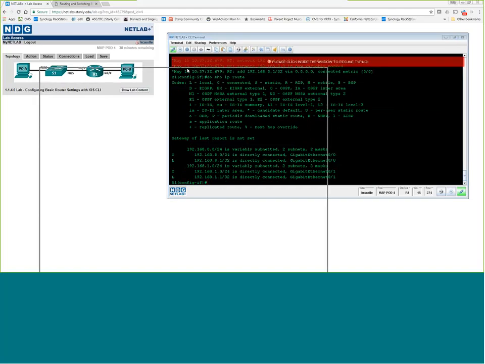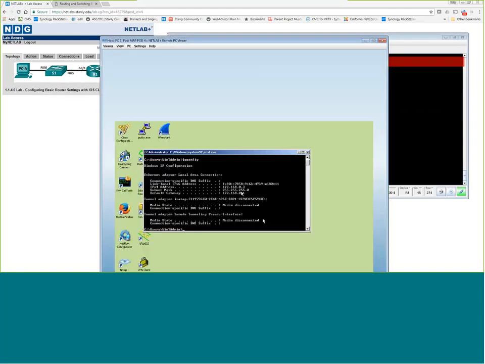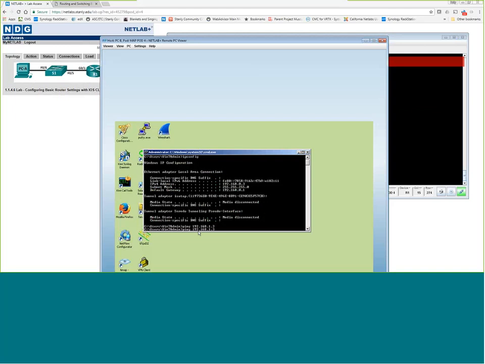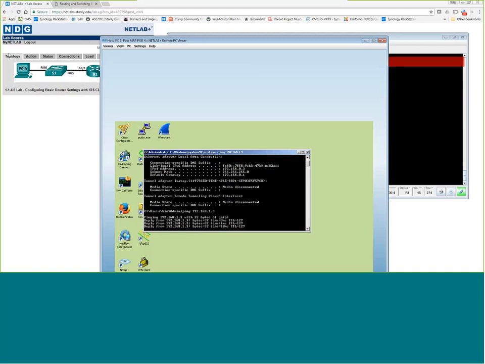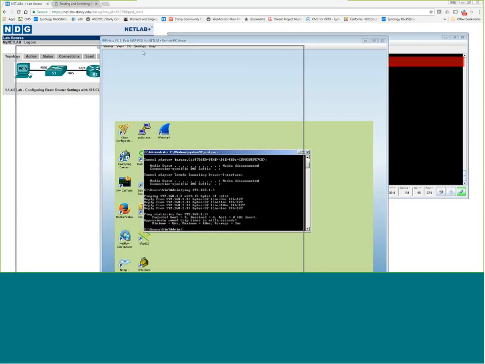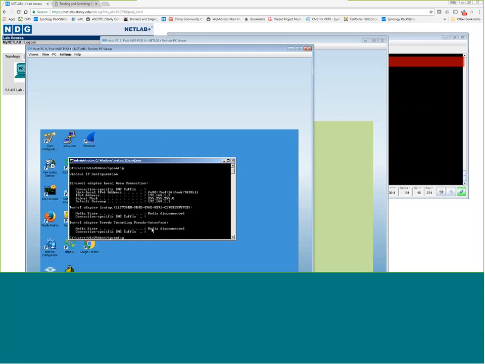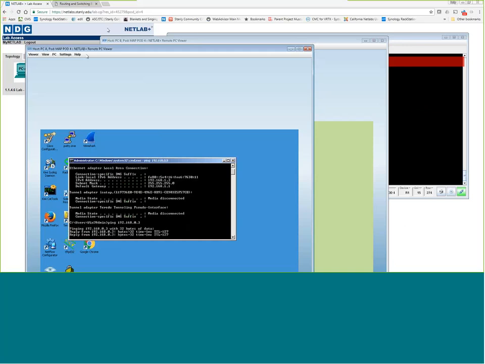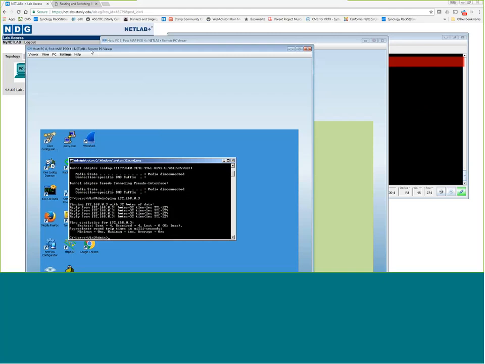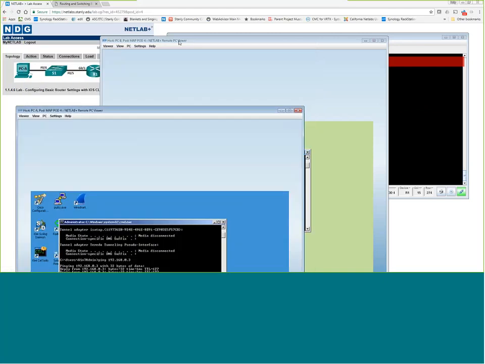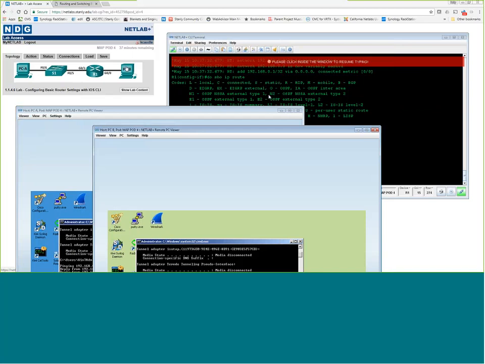I can now go over here and pull over PCB. You'll see it's got an IP address of .3, and I can ping all the way over to PCA, which is 192.168.1.3, and it works. And vice versa, I can go over here and ping from 192.168.0.3. So I am pinging across this very simple network from PCA over to PCB.